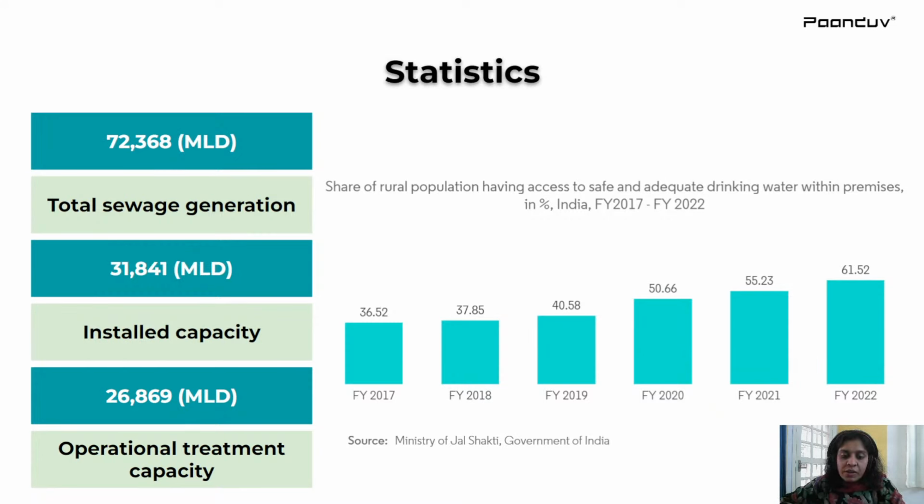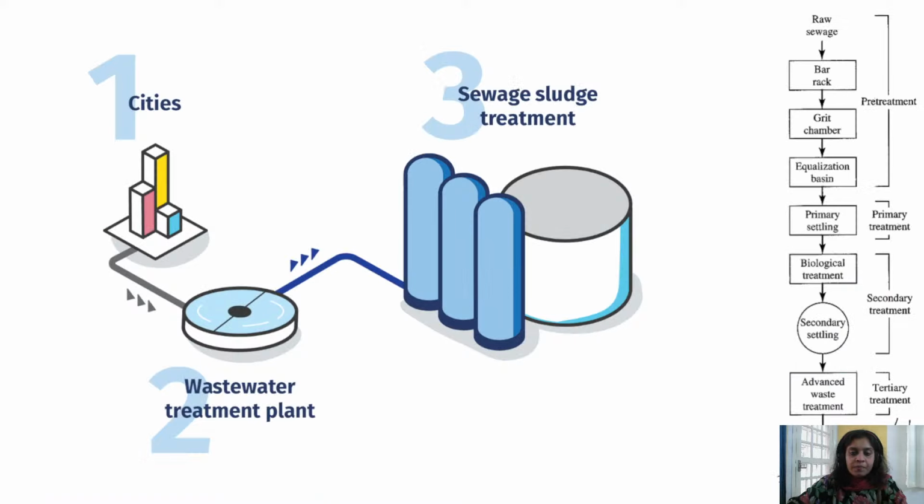From FY 2017 to FY 2022, there is a significant increase in the access of safe and adequate drinking water within the premises of India. The numbers increased from 36.52% to 61.52%. This is a data that we have taken from Ministry of Jal Shakti. This data indicates that it's a positive sign, and we still have a long way to go.